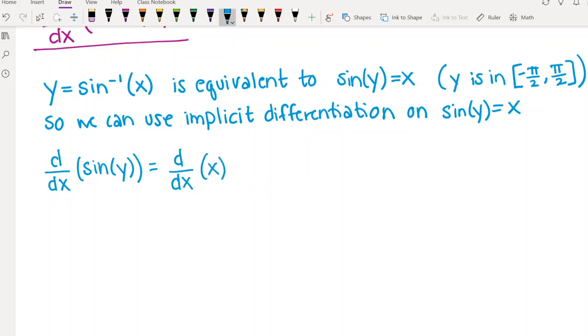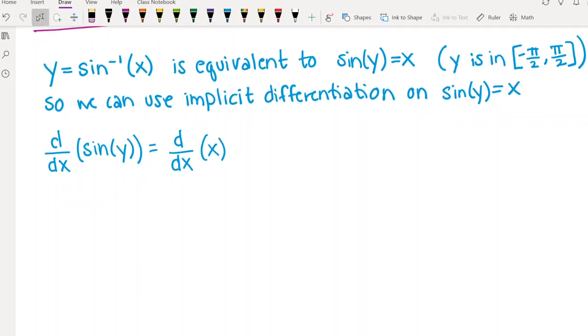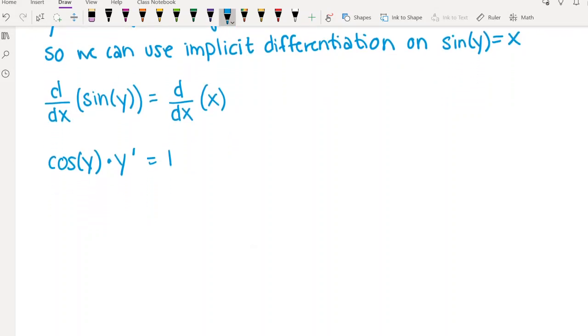And compared to a lot of the other implicit differentiation questions we've done lately, this one is pretty easy. So the derivative of sine of y is going to be cosine of y times y prime. And then the derivative of x is just 1. And so if we solve this for y prime, we get y prime is equal to 1 over cosine of y.